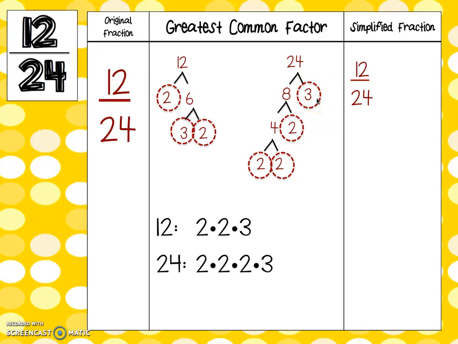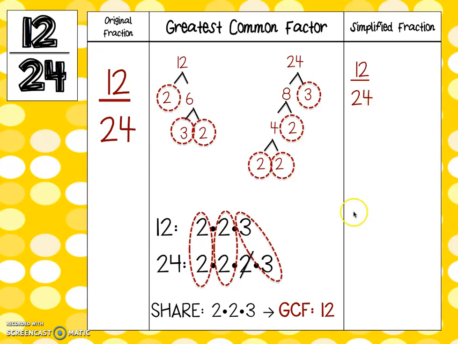The next step is to figure out what they share. They share a 2, they share another 2, and they share a 3. They don't share this fourth 2 here. So if we write out what they share, 12 and 24 share 2 times 2 times 3. When we multiply that out, the greatest common factor between the two is 12. 2 times 2 is 4, times 3 is 12.